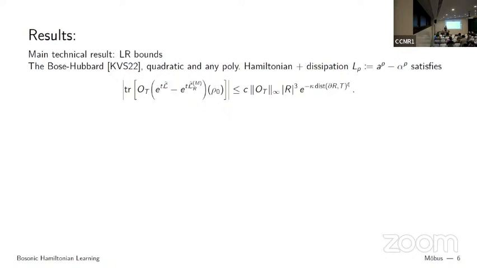So okay, the first question is, do your results hold just for the Bose-Hubbard Hamiltonian or also for more general Hamiltonians? For any quadratic Hamiltonian. And if you add dissipation, you can do any polynomial. Okay. And M is the number of modes, right? Exactly. M is the number of modes, so it's the system size. Okay. And I would expect that the total time required in your final result will also depend on the total number of coefficients that you have to learn, right? Yeah, exactly.